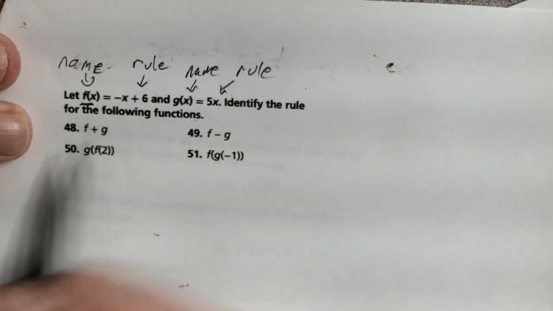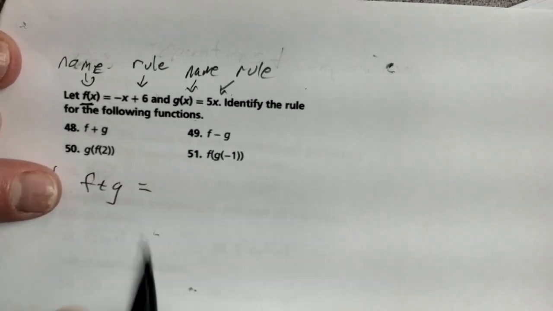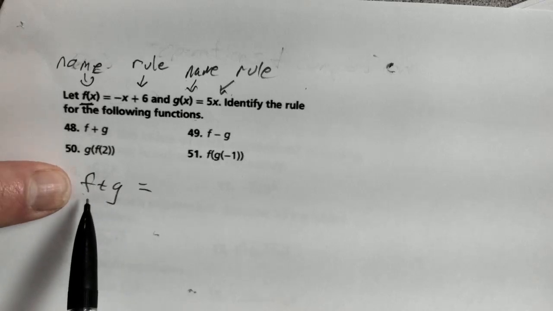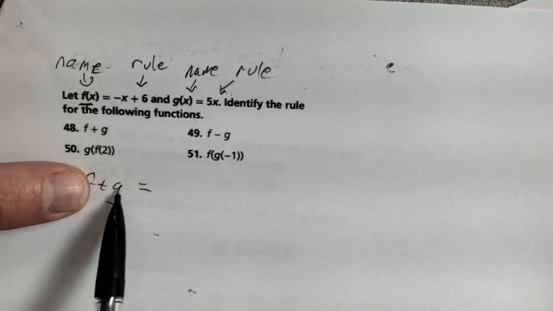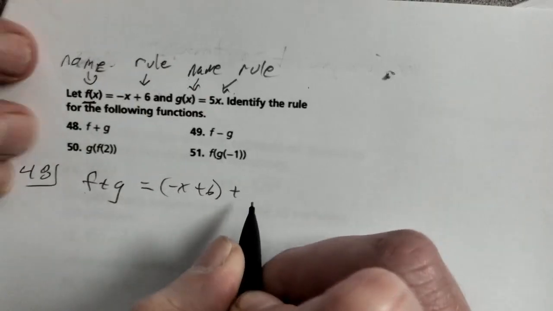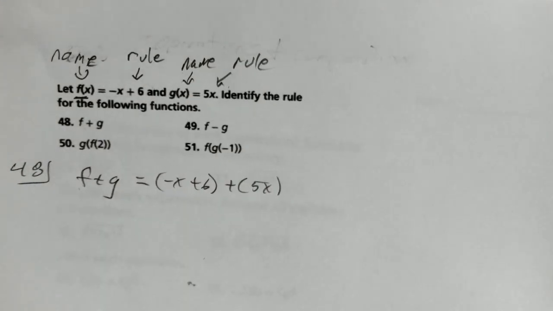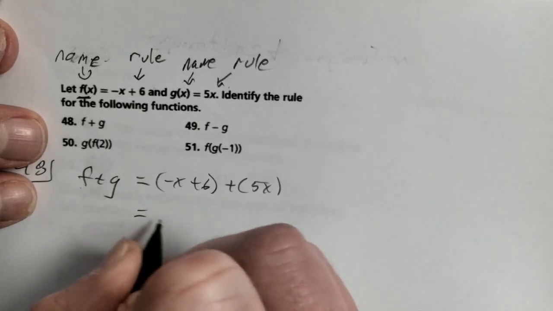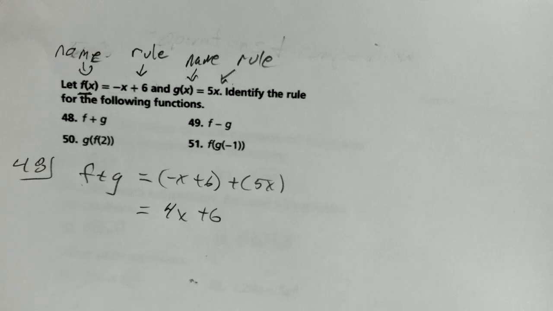So dealing with a problem like 48. 48 says f plus g. Is that the name or is that the rule? Name. That's the name. So I'm going to take the rule for f and add it with the rule for g. So we have negative x plus 6 is going to get added with 5x. What do we do whenever we're dealing with addition of polynomials? Ignore our parentheses, combine like terms. We should end up with 4x plus 6. We're okay with that?